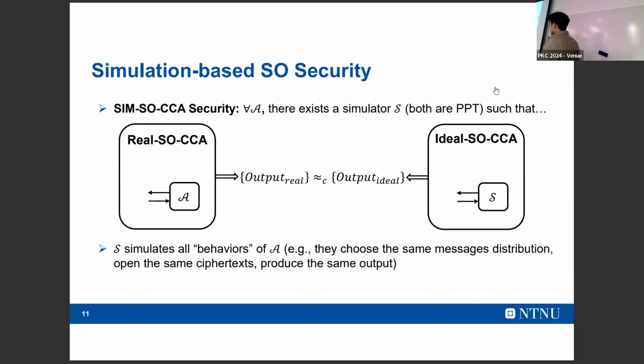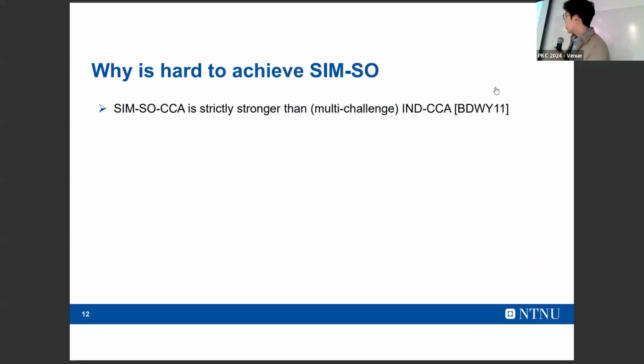We say that a PKE scheme is SIM-SO-CCA secure if for any adversary, there always exists a simulator S that can simulate all the behavior of the adversary. I'm not going to explain too many details of the security game, but this is how we define simulation-based security. We consider a simulator, and the simulator simulates all behavior of the adversary. It turns out that SIM-SO-CCA security is strictly stronger than the normal IND-CCA security, even if we consider multi-challenge IND-CCA security.